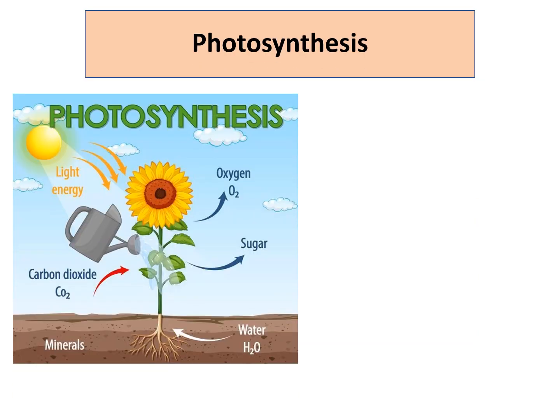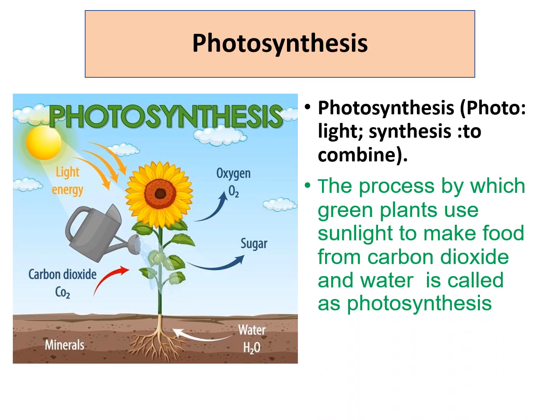Now we will understand what is the process of photosynthesis. Photo means light and synthesis means to combine. The process by which green plants use sunlight to make food from carbon dioxide and water is known as photosynthesis. For the process of photosynthesis to occur, we need carbon dioxide, water, minerals, and sunlight.